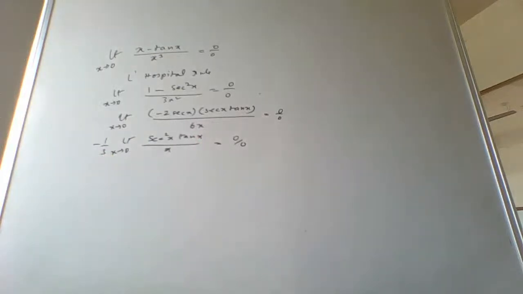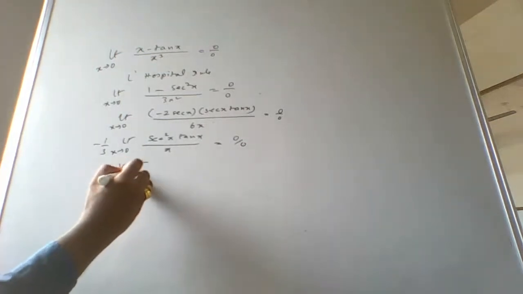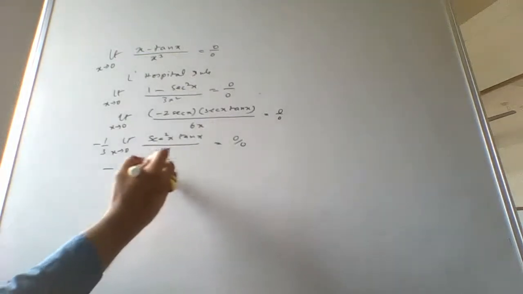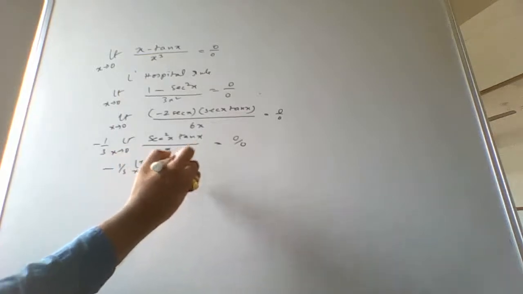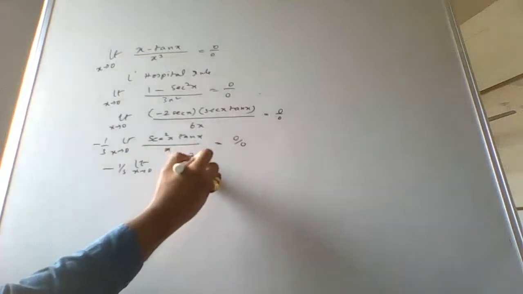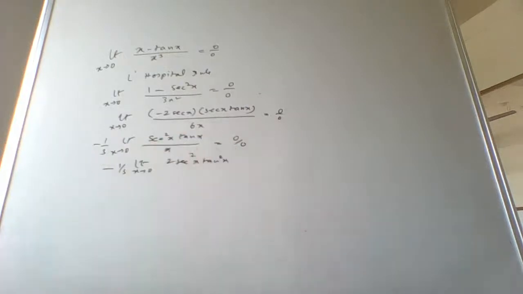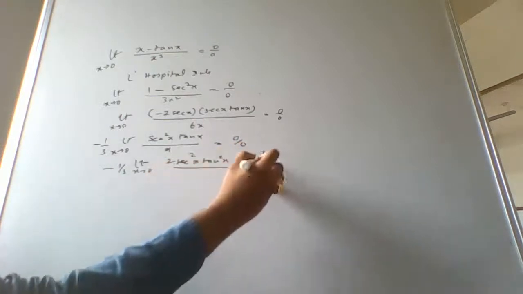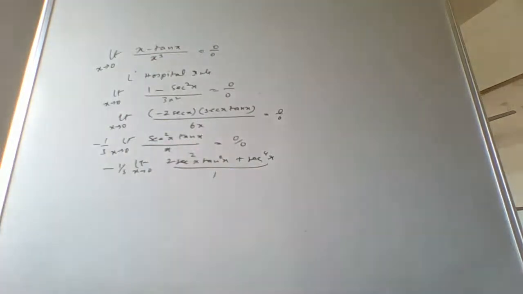Again, let me apply the L'Hopital rule here. So I get minus 1 by 3, limit x tends to 0, 2 secant square x tan square x plus secant to the power of 4 x, divided by 1. So when I put x is equal to 0, I get this as minus 1 by 3.